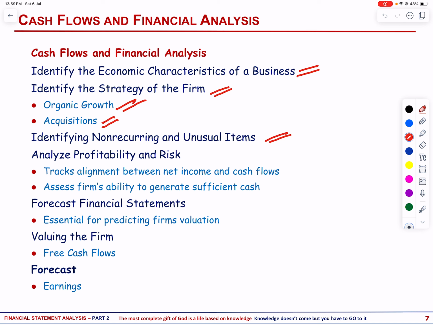Then analyzing profitability and risk, that is cash flows analyze profitability and risk. They track alignment between net income and cash flows from operating, investing, and financing activities over time. It also assesses the firm's ability to generate sufficient cash for investments and debt obligations, crucial for financial health.